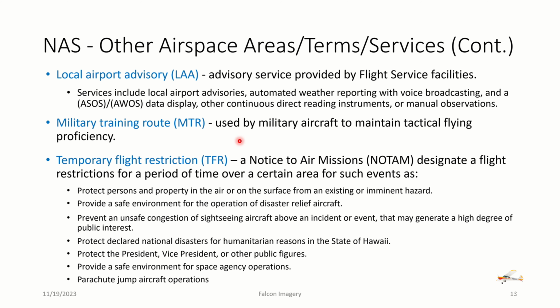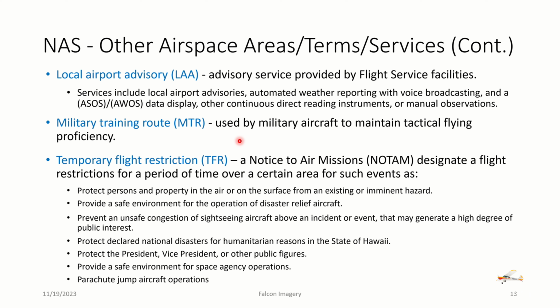Another key phrase is temporary flight restrictions. A temporary flight restriction is a subset of a notice to air missions. It designates a flight restriction for a period of time over a certain area for such events as protecting persons or property in the air or on the surface for an existing or imminent hazard, such as maybe tornadoes or hurricanes coming in. It provides a safe environment for the operation of disaster relief, basically excluding all other aircraft except for disaster relief aircraft.